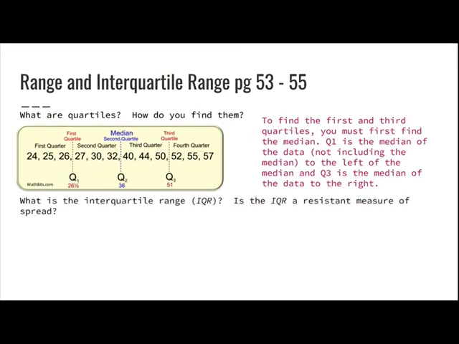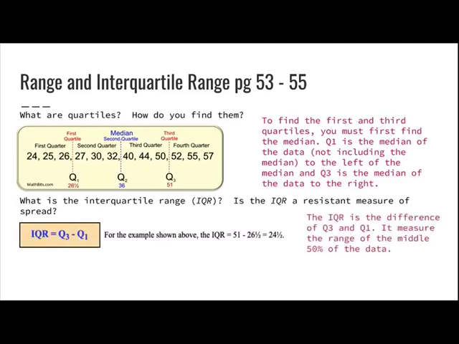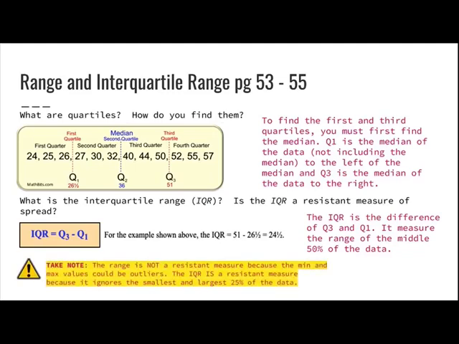What is the IQR, or interquartile range? Is the IQR a resistant measure of spread? Using the example above, we found the IQR. The IQR is the difference of Q3 and Q1. It measures the range of the middle 50% of the data. Take note, the range is not a resistant measure because the min and max values could be outliers. However, the IQR is a resistant measure because it ignores the smallest and largest 25% of the data.